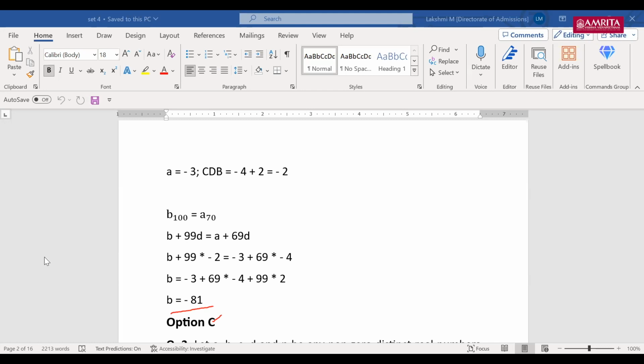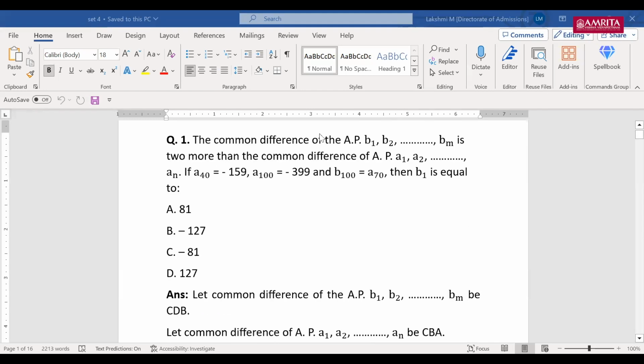I'll just go through the question once again. A very simple question here. Given is that the common difference of the first AP is 2 more than the common difference of the second one. They have given A40 equal to minus 159 and A100 equal to minus 399. A relationship between both is also given, which is B100 equal to A70. So I've solved for A40 and A100 as given.